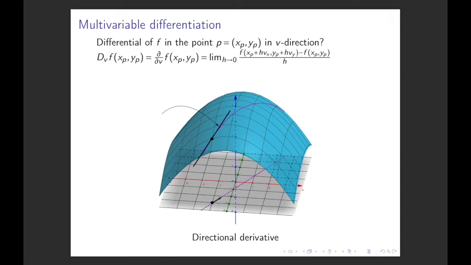What about other directions? For example, in the purple direction where the arrow in the x y plane points to. The direction is, for example, given by the vector v with coordinates 1 and 2.